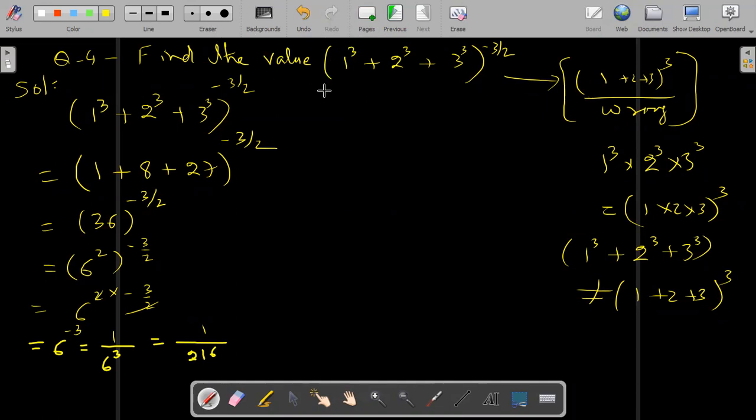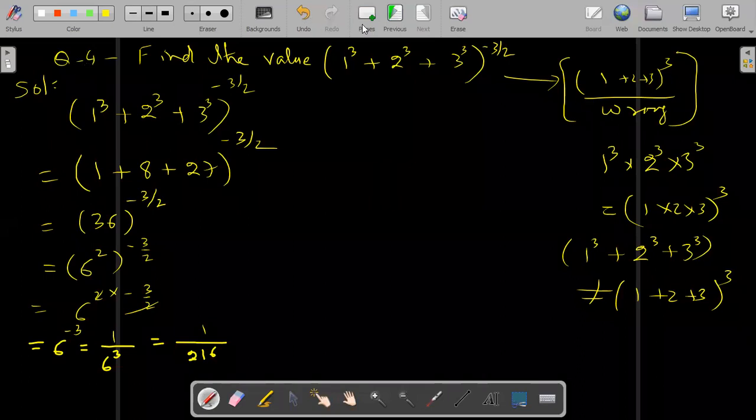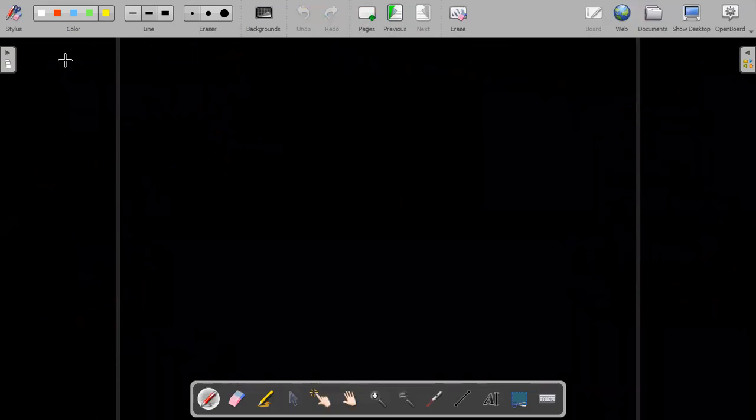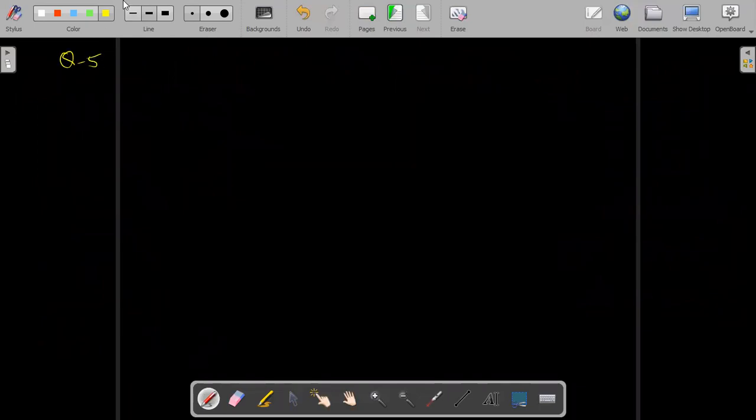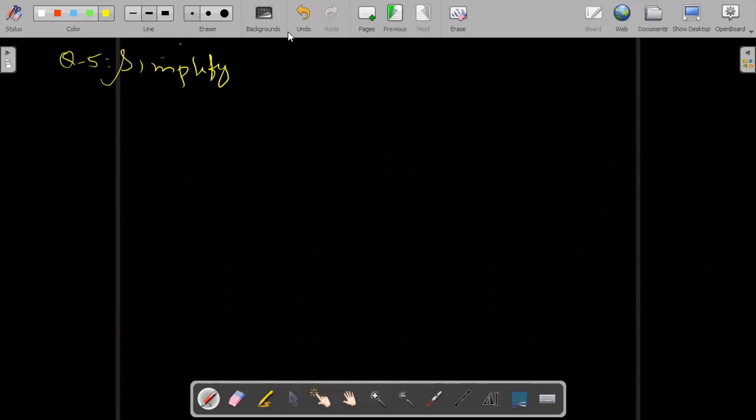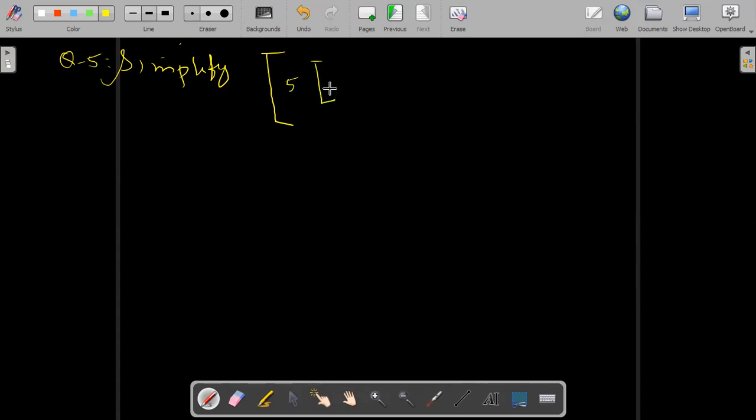So there are many questions on exponents. Some are looking very difficult, but once you solve it, you can do it easily. Like question number 5, see this question. Simplify. So many powers are given. Inside the 5, one more bracket is given.